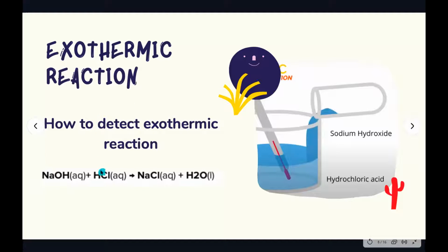How to detect an exothermic reaction? Put a thermometer in hydrochloric acid solution and pour in the sodium hydroxide. The temperature read on the thermometer will increase, so it is an exothermic reaction. The characteristic is temperature increase. Here is the equation of this phenomenon. It produces sodium chloride and H2O or water.